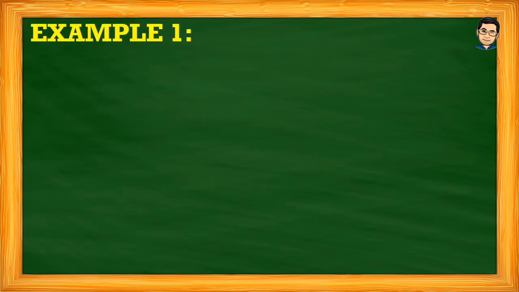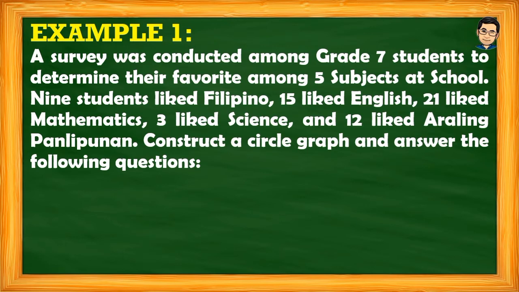So, let's have example. So, naturo ko na po sa inyo yung steps. So, para mas maging effective yung mga steps, syempre, kailangan i-apply natin using examples. So, for example number 1, a survey was conducted among grade 7 students to determine their favorite among 5 subjects at school. 9 students liked Filipino, 15 liked English, 21 liked mathematics, 3 like science, and 12 like aralin panlipunan. Construct a circle graph and answer the following questions.